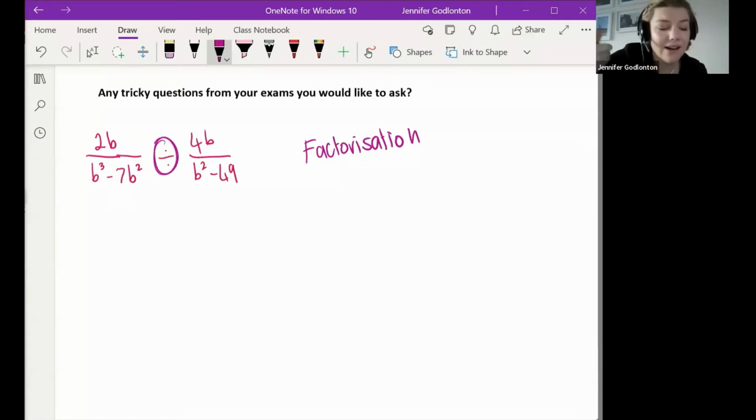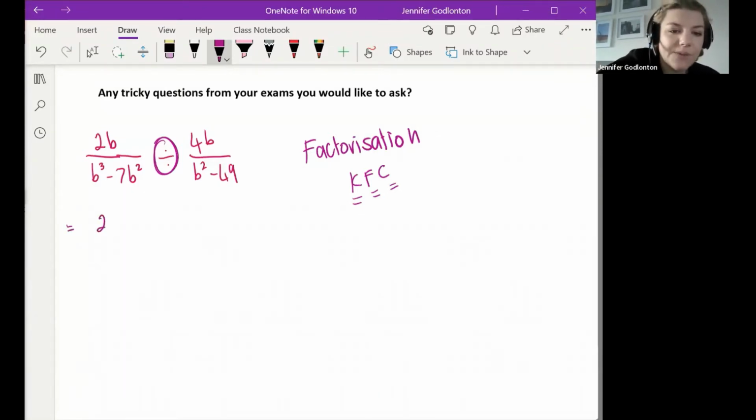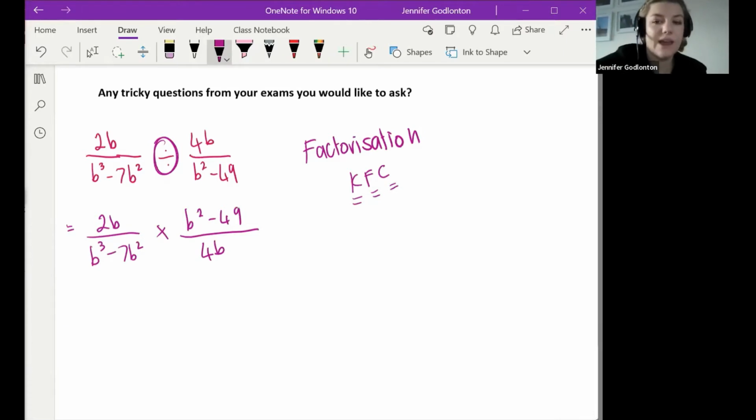Oh, yeah, tip and times. Okay, so we can do tip and times. We can do KFC. They mean the same thing. KFC is saying keep the first fraction, flip the second fraction, and change the sign. Okay, but it's the same as doing tip and times. It's totally fine. So let's make that our first step. So we're going to say 2b over b cubed minus 7b squared times b squared minus 49 all over 4b. Okay, so we've done our tip and times, or our KFC.